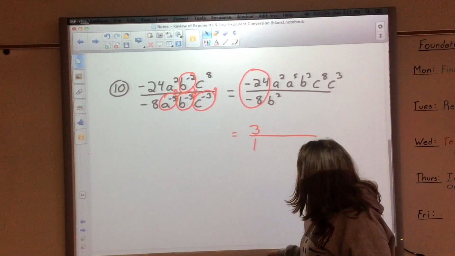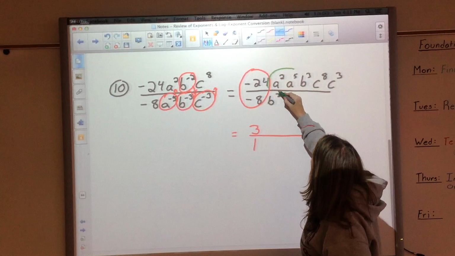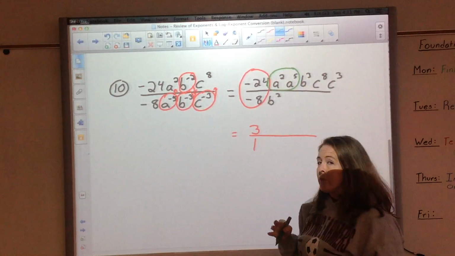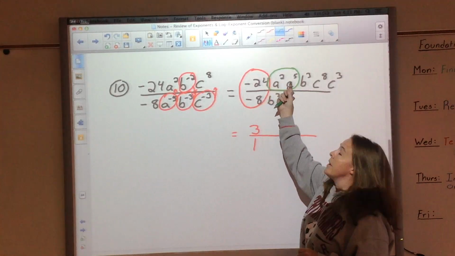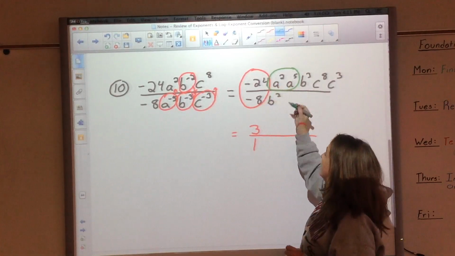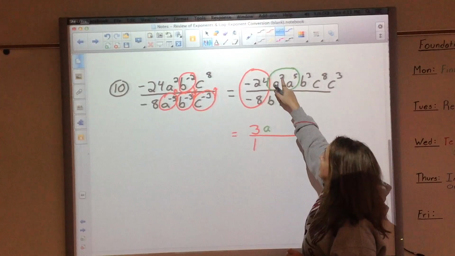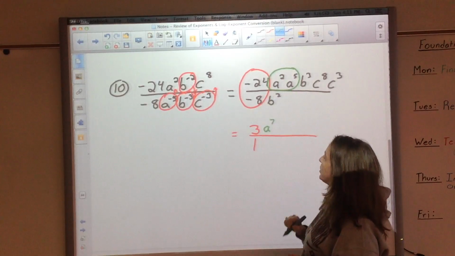Then we'll look at our a's. We have two a terms. They are both on the top of the fraction, which means they're being multiplied. This is a to the 2nd times a to the 5th, which means we're going to keep that base, but we're going to add our exponents. So 2 plus 5 is 7.